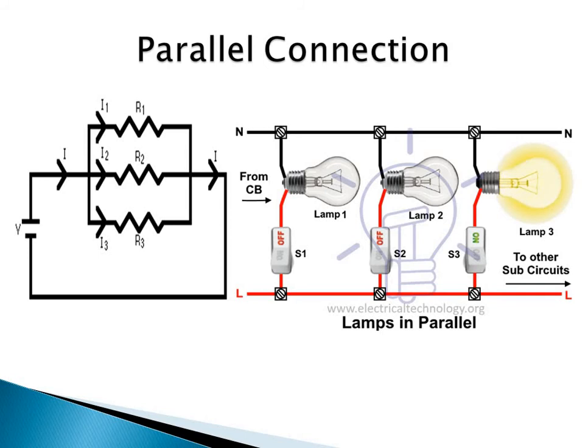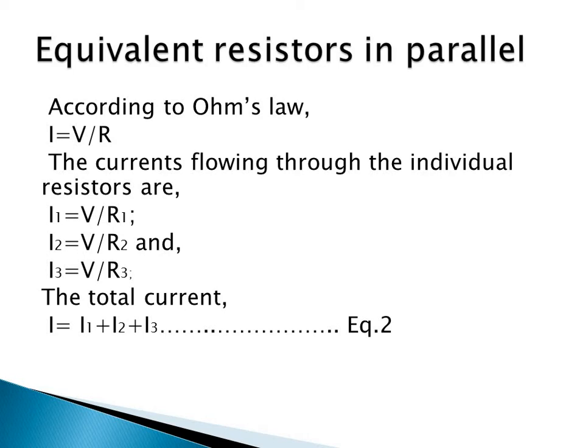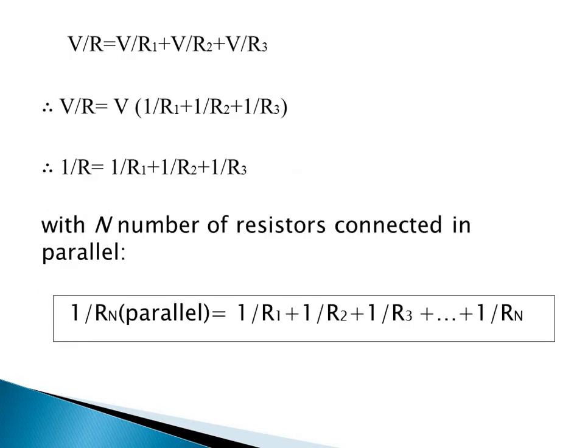Now we see the equivalent resistance connected in parallel according to figure 1. According to Ohm's law, the current flowing through any conductor is equal to the voltage drop upon the resistance across it. The current flowing through individual resistors is now calculated by this equation. I1 is equal to V upon R1, I2 is equal to V upon R2 and I3 is equal to V upon R3. The total current in the circuit is I is equal to I1 plus I2 plus I3. Call this equation number 2.